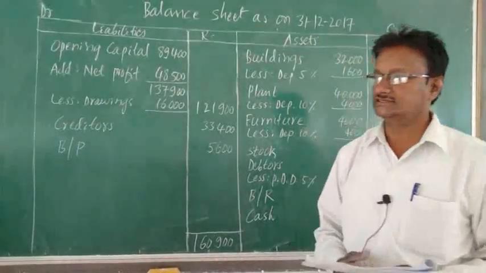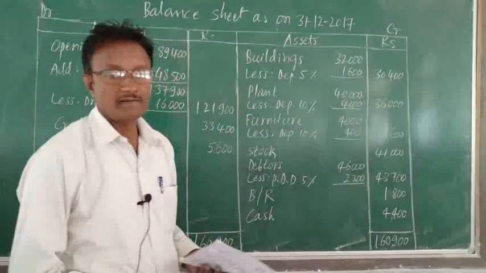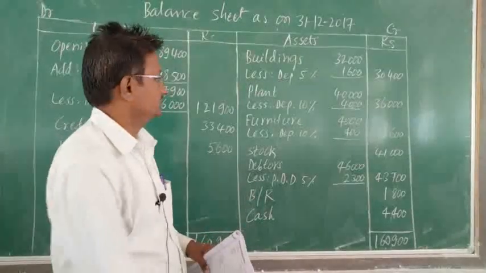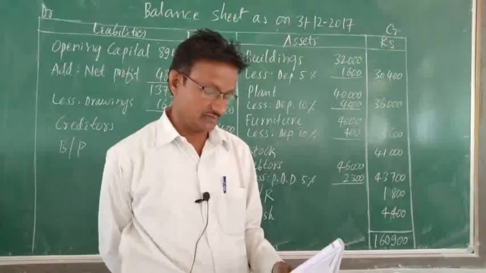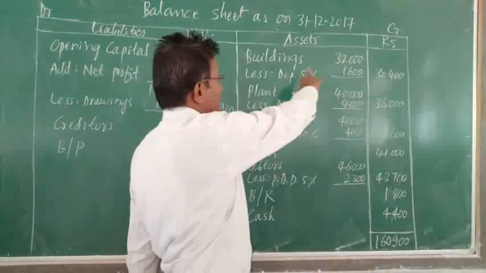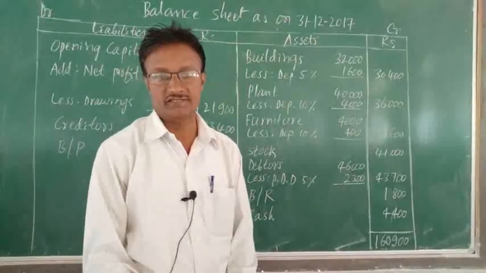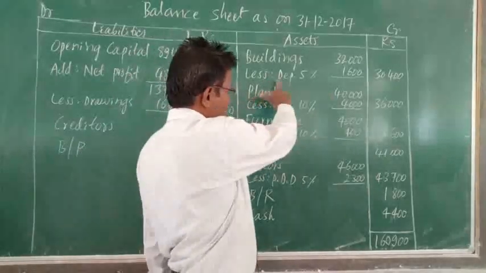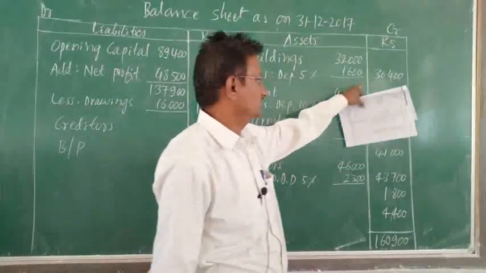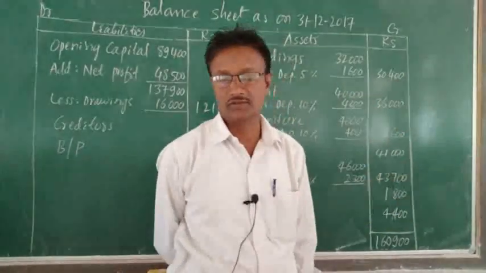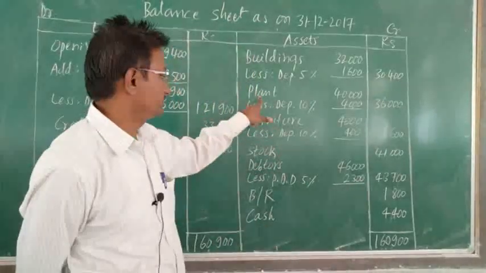And on the asset side, first we have to take the fixed assets. Here the first fixed asset is buildings, value 32,000. It is given in the opening statement of affairs. Buildings 32,000, and as per information, depreciation at 5% has to be provided. So less depreciation 5%, that is 1,600, and the remaining figure should be shown in the outer column, that is 30,400.